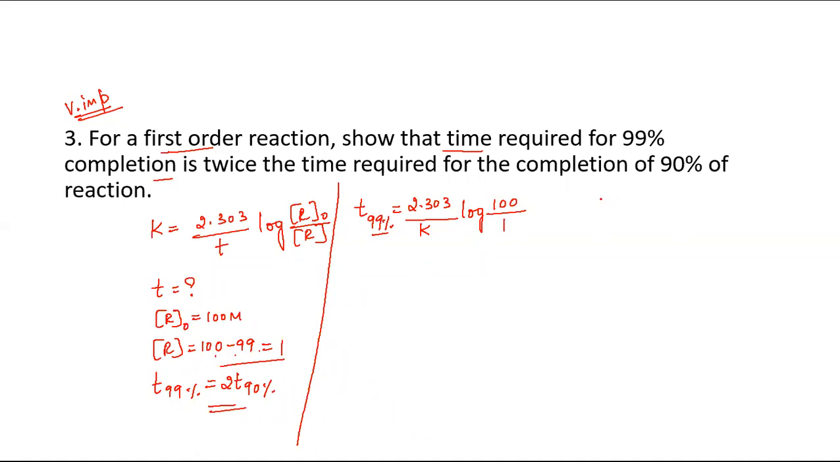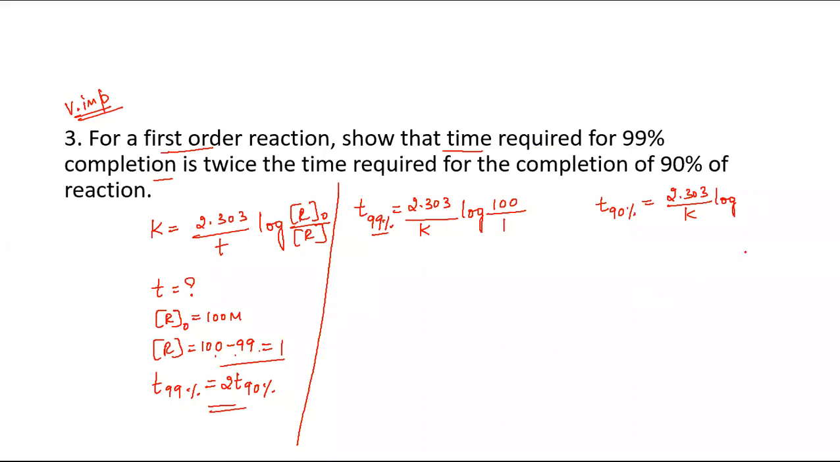And on this side, for 90% we will write T 90% is equal to 2.303 divided by K log. What is the initial concentration and final concentration for 90%? Can anybody tell me what the initial and final concentration is here in the second equation? Okay, 100 by 10, correct. Right answer. Others? Yes, correct. 100 by 10, correct.